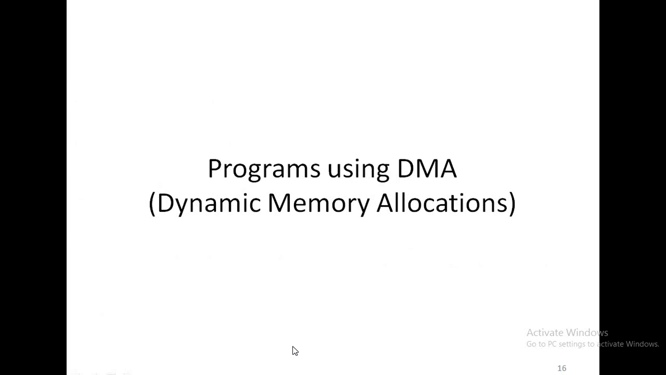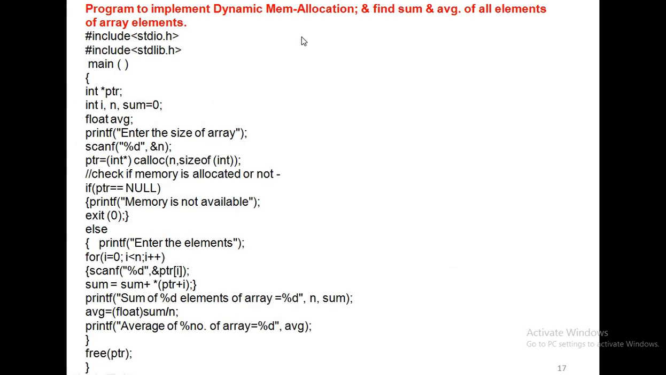Program using DMA, dynamic memory allocation. Earlier we have done these programs, but here dynamic memory allocation is being utilized. So ptr, enter the size. Now as per the user's choice, we will allocate a block using calloc in ptr, and ptr will behave like an array now. If ptr is equal to null, that means memory is not available. Exit 0 will take us out of the program. Otherwise everything can be utilized in this program.